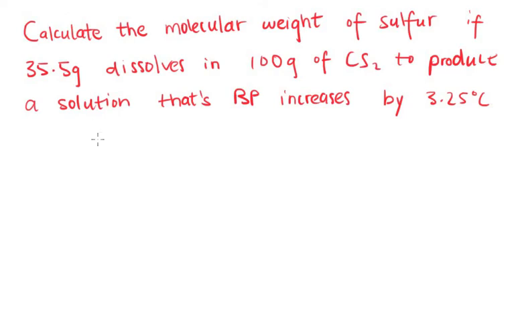So we have a practice problem here, where we have to find the molar mass of sulfur if 35.5 grams of sulfur dissolves in 100 grams of carbon disulfide, which is a solvent, to produce a solution whose boiling point increases by 3.25 degrees Celsius. So we know this is a boiling point elevation question, so let's just use that equation.